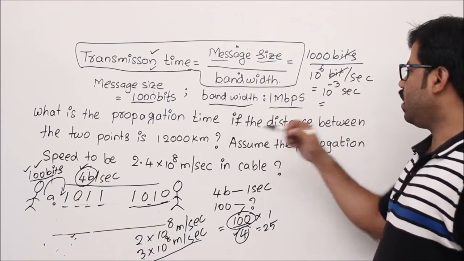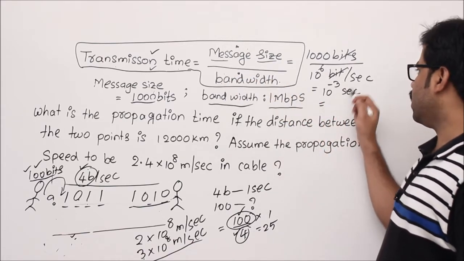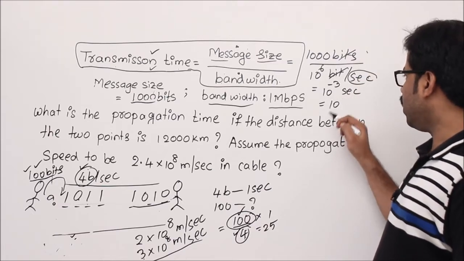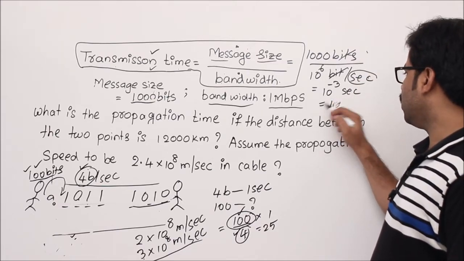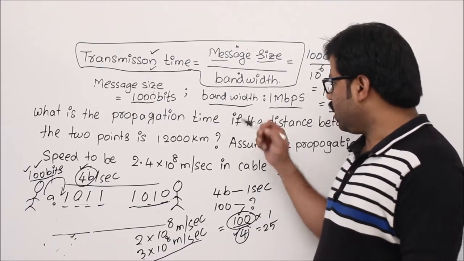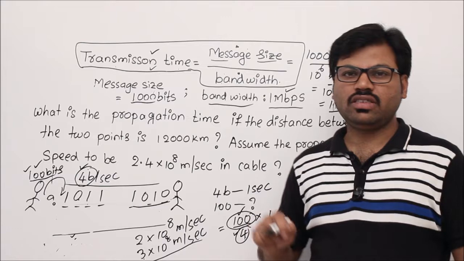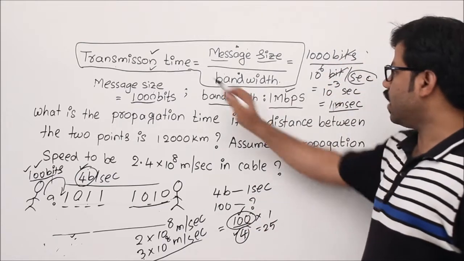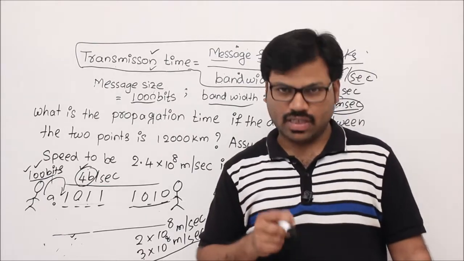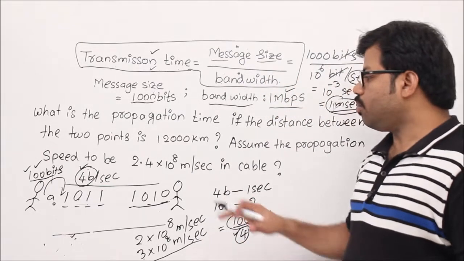Because time will be measured in seconds. If you see here, this second will go up. So 10 power minus 3 second is nothing but 1 millisecond, isn't it? 1 millisecond. So that is the transmission time. Whenever a channel has bandwidth 1 Mbps, then how much time will it take to send 1000 bits into the line? 1 millisecond. Very less time, isn't it? Remember it. Now we'll see propagation delay.